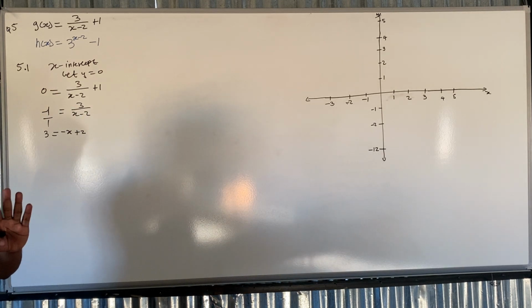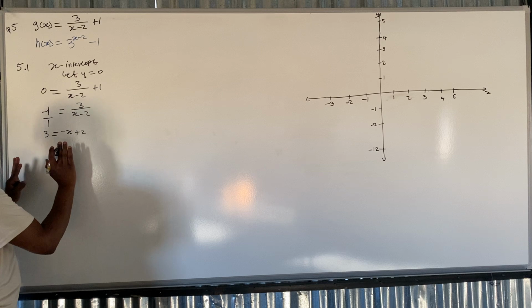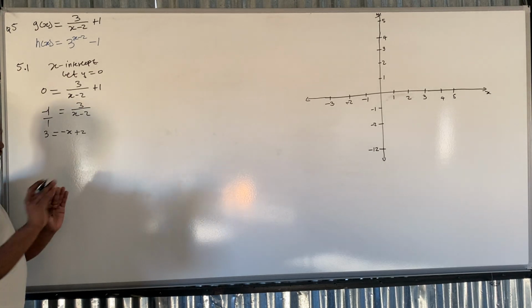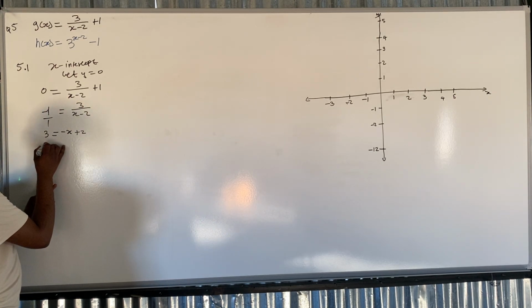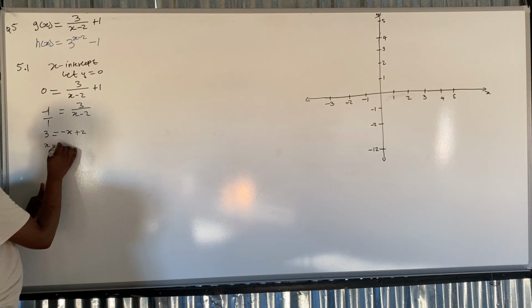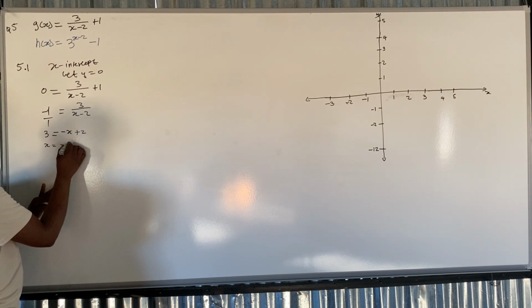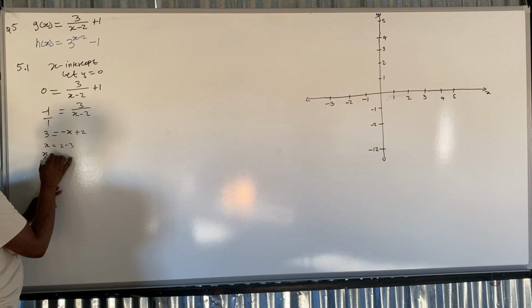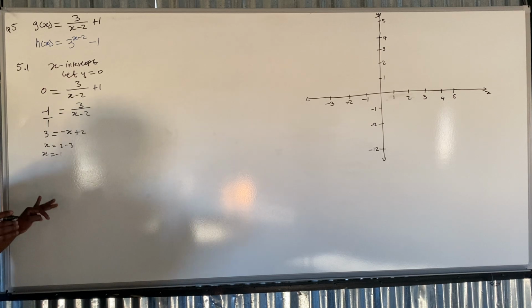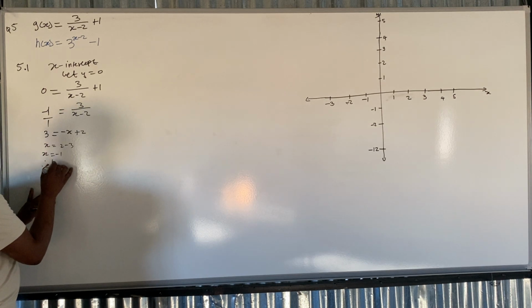Hopefully, we are still on the same page there. There's a step that I skipped there. Hopefully, you see that step. Then from here, I'm going to take x to the other side to become positive, and then take 3 to the other side, becomes minus 3. So my x will be minus 1. This is my x-intercept here, which is negative 1 maps to 0.